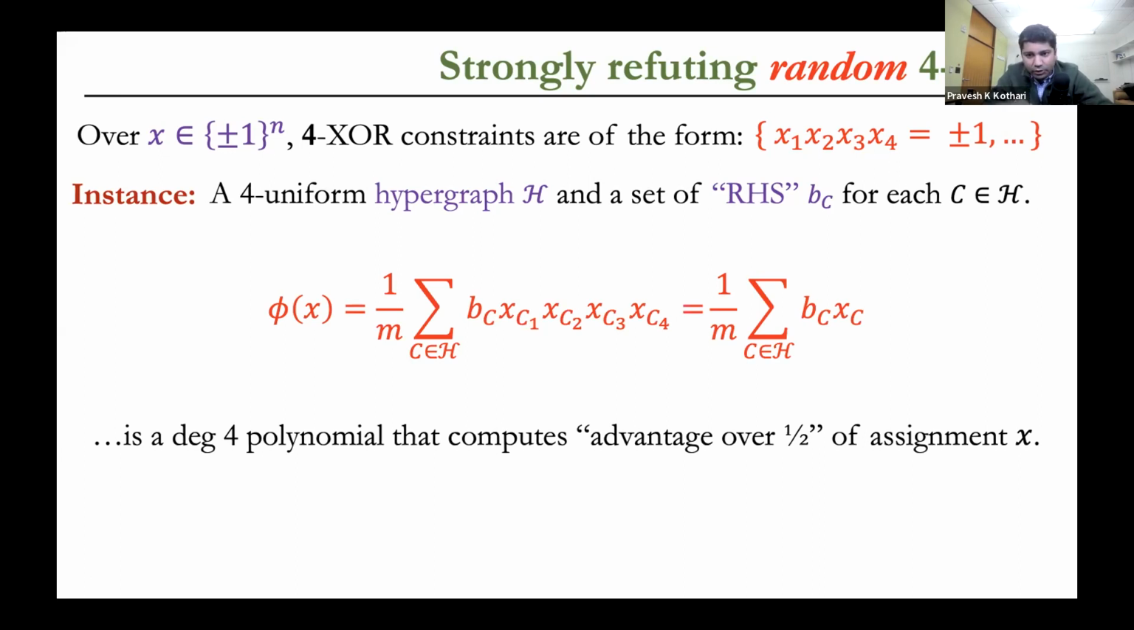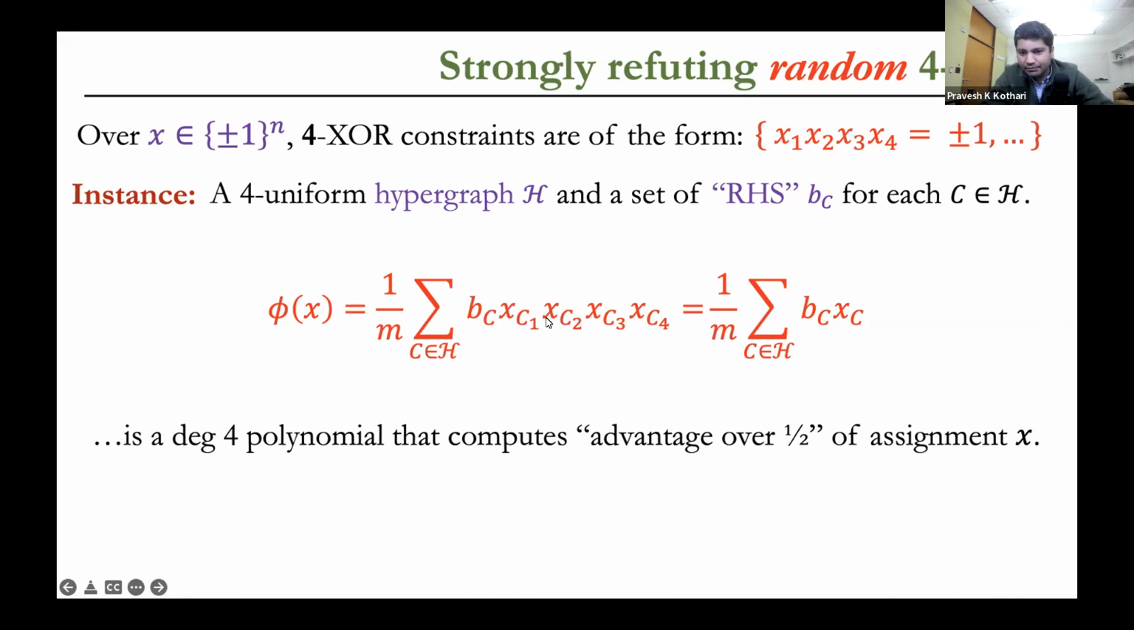And the key thing to observe is that if a certain assignment x satisfies that constraint, then this monomial evaluates to +1, because b_C and the monomial will have the same value, +1 or -1, right? And so, as you can see, for every satisfied constraint for a given x, you gain a +1, and for every unsatisfied constraint, you gain a -1. Because I've normalized by the number of constraints, you can easily see that this polynomial simply computes the normalized advantage over half that an assignment x can get you. Okay. Again, feel free to stop me if any of this is unclear, because I really hope that I can convey the sense of how simple and easy this stuff is.